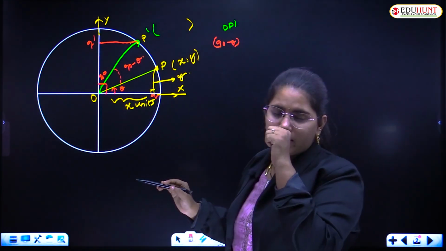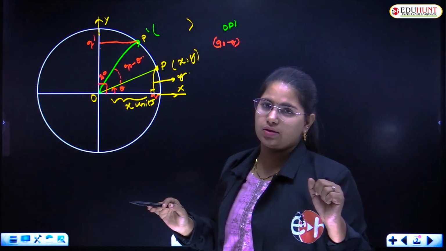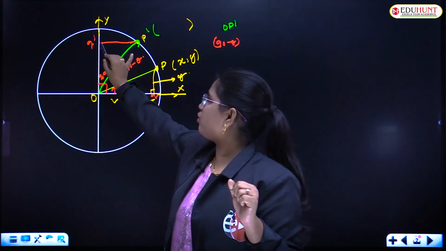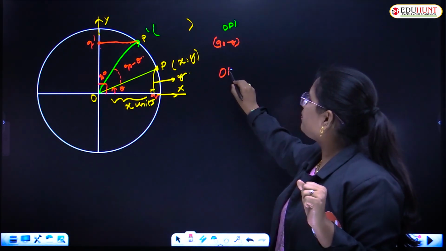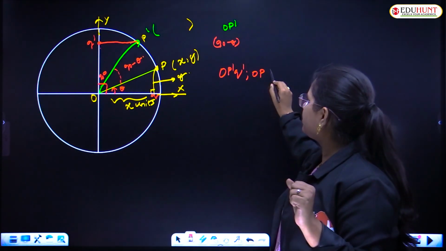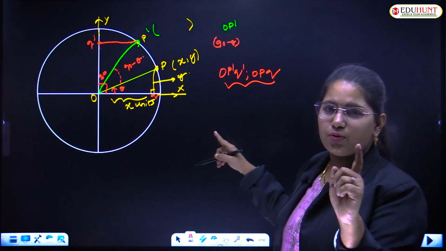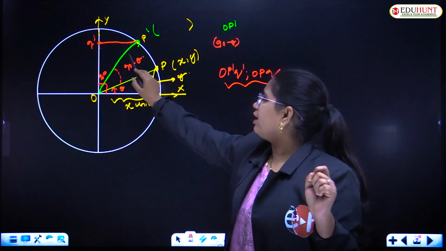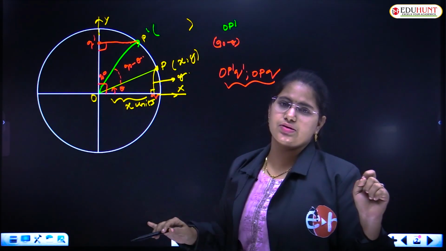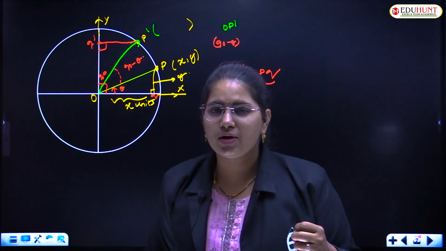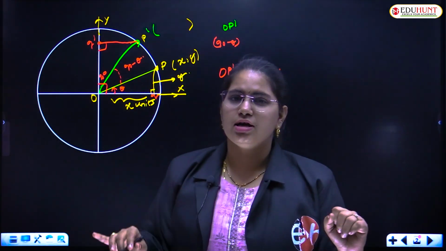So what I am doing here: for the coordinates of P dash, I am drawing a perpendicular from P dash on the y-axis. Let that point be Q dash. Correct. So if you observe the triangles OP dash Q dash and OPQ, can I say these both are similar triangles? You have 90 degrees and this is representing 90 degrees. Correct? 90 degrees, 90 degrees. Radius. Can I say these both are similar triangles?